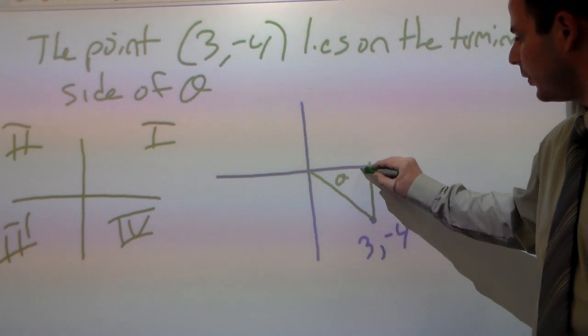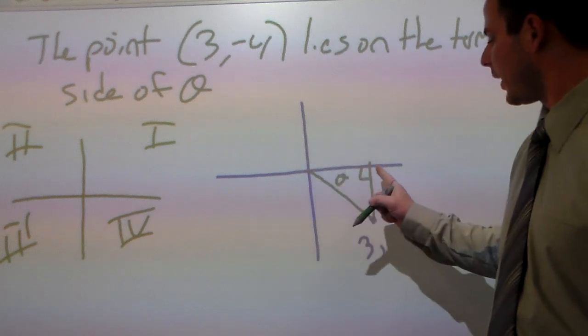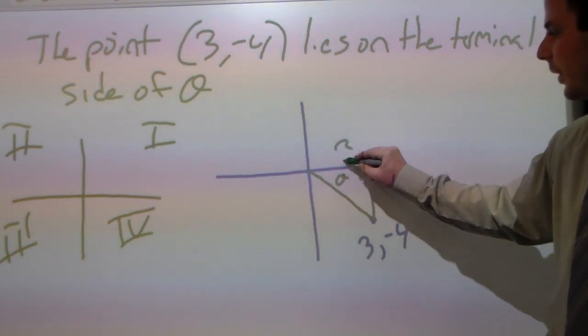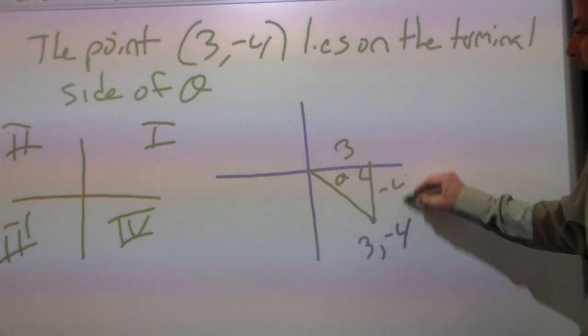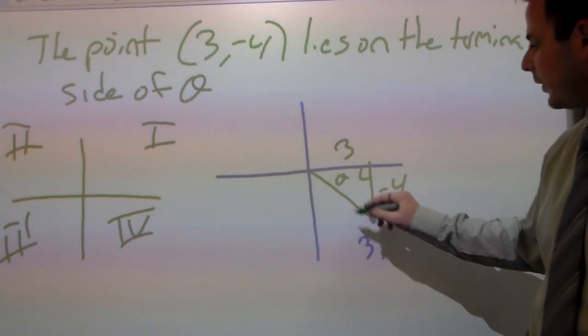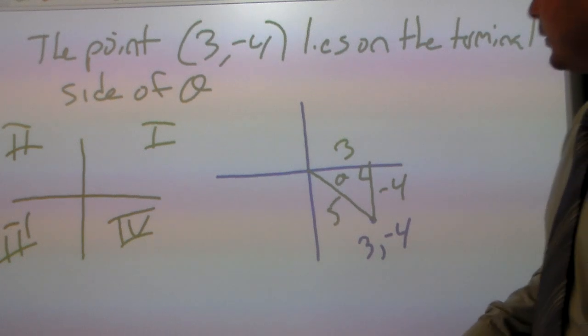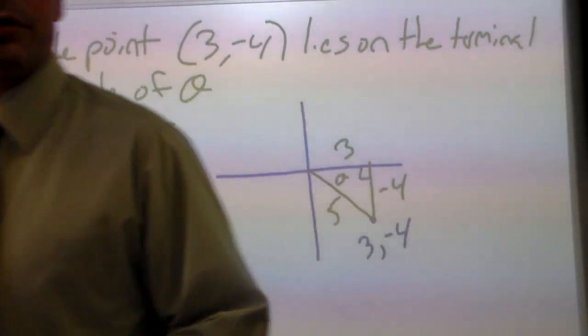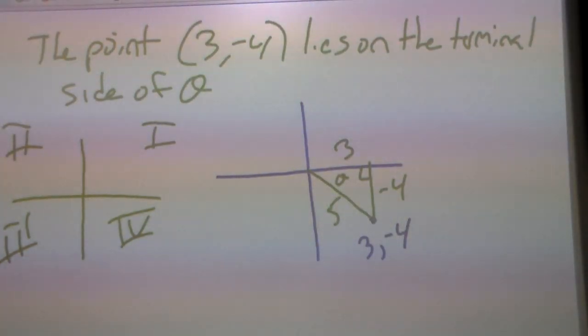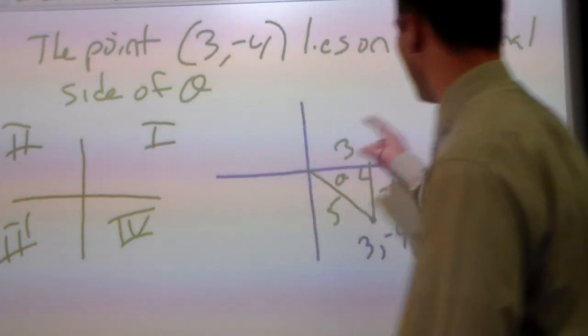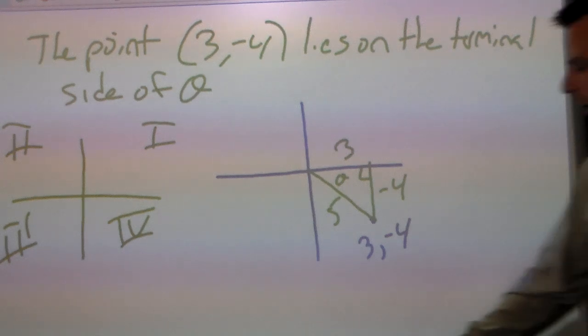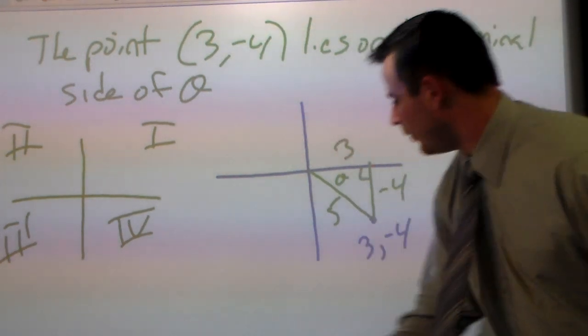So now we have a right triangle in the fourth quadrant in which we have two legs of the triangle. This distance is 3 in an x direction. This distance is -4 in a y direction. And this distance here, if we use the Pythagorean theorem, is 5. So what we can do here, we can find all trig function values. We can find the value of sine, cosine, tangent, cotangent, secant, and cosecant using all of this information. So we have all three sides of the right triangle.